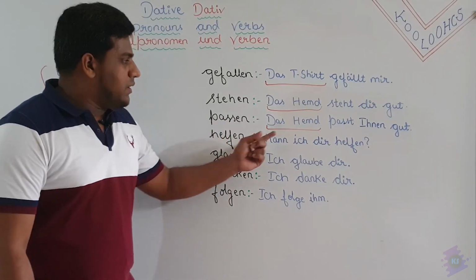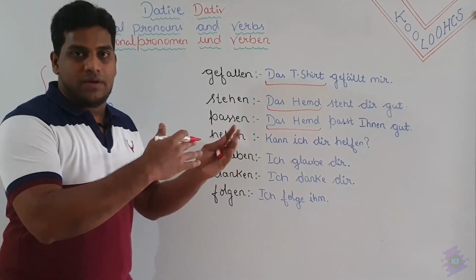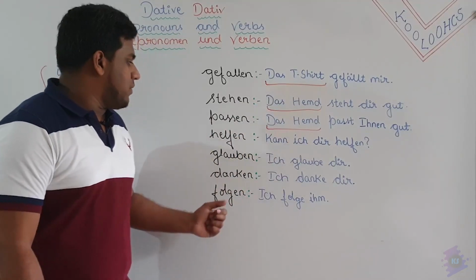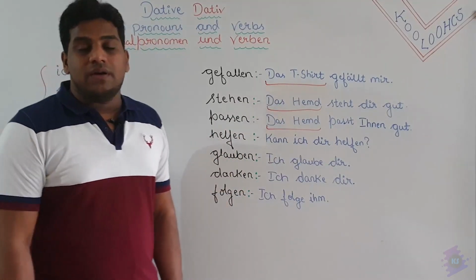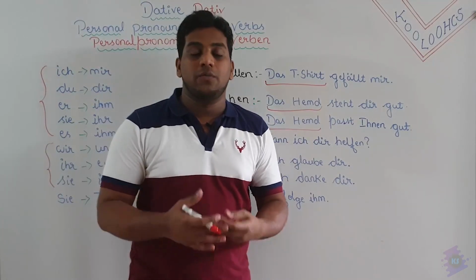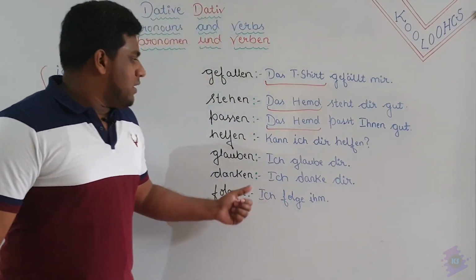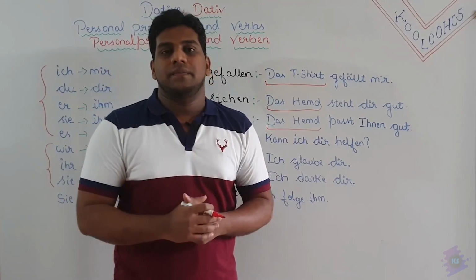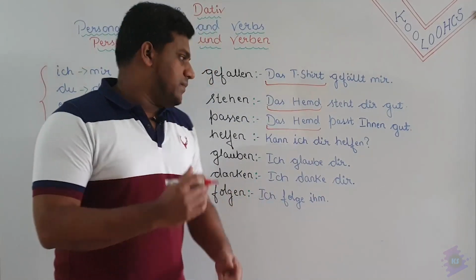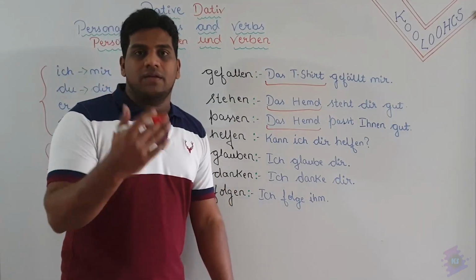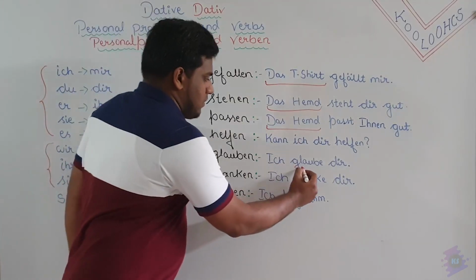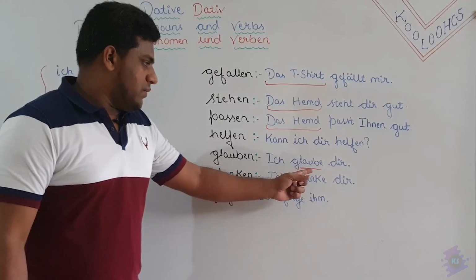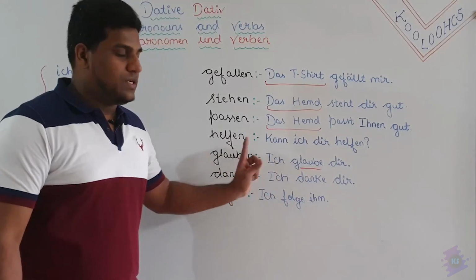Another verb and correspondingly a dative personal pronoun. And the next example is glauben. Glauben is to believe something or to believe someone. If I want to say I believe you, I should say "Ich glaube dir." Or you can say "Ich glaube Ihnen" with respect. So glaube is conjugated according to the subject ich.